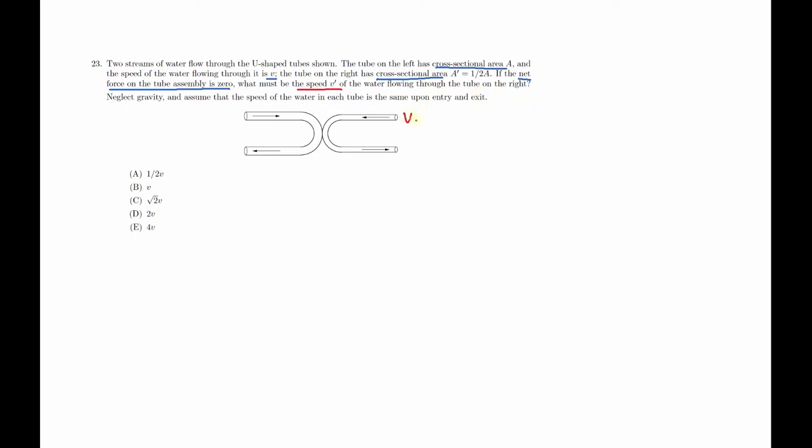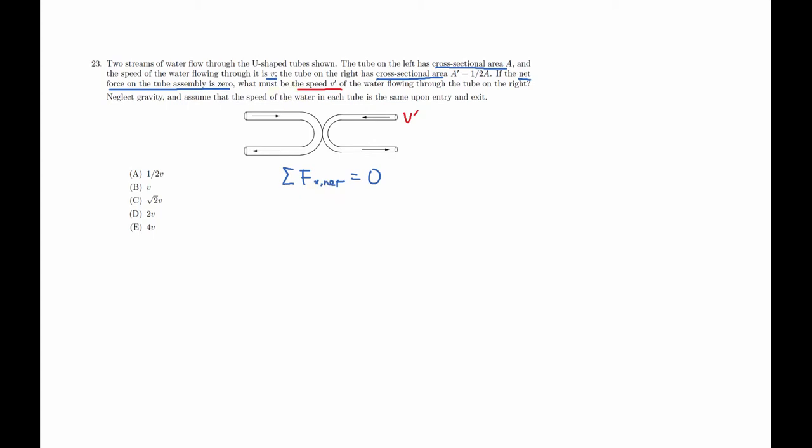So we'd like to know the V prime here. At what rate should the water flow through this right side of the U-tube so that the net force in the x direction is equal to 0.